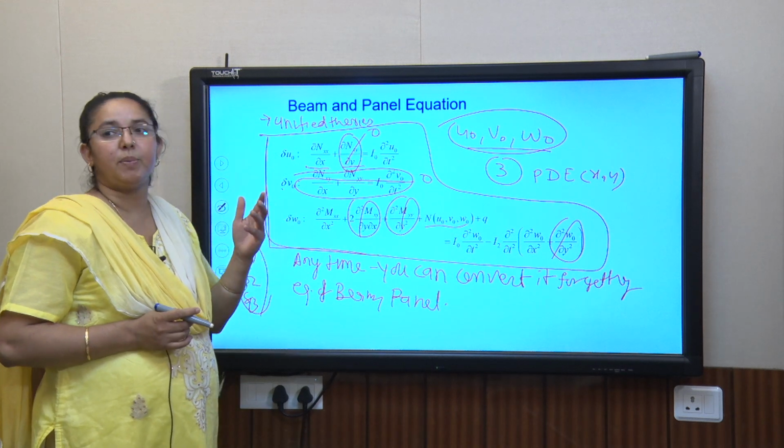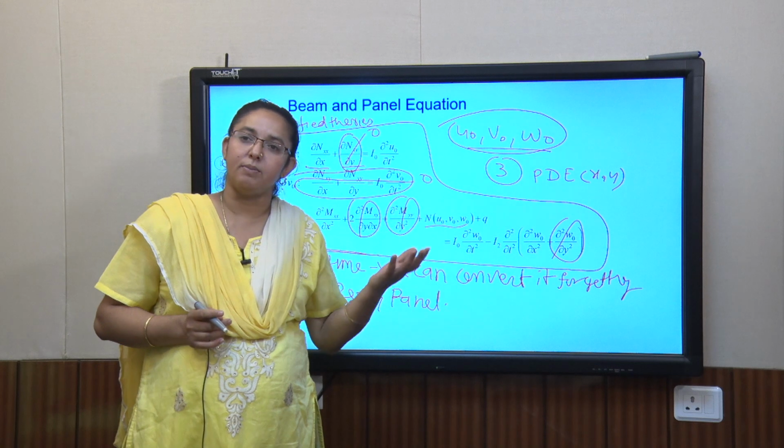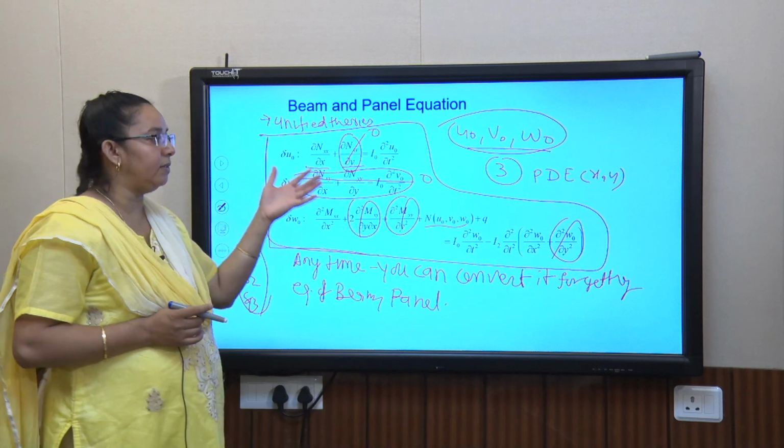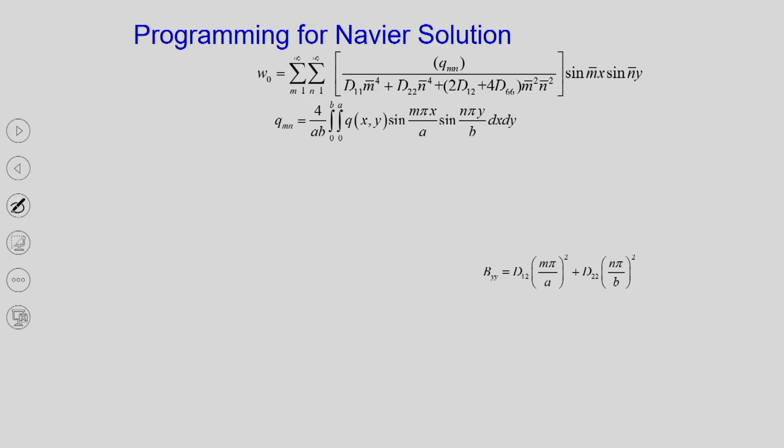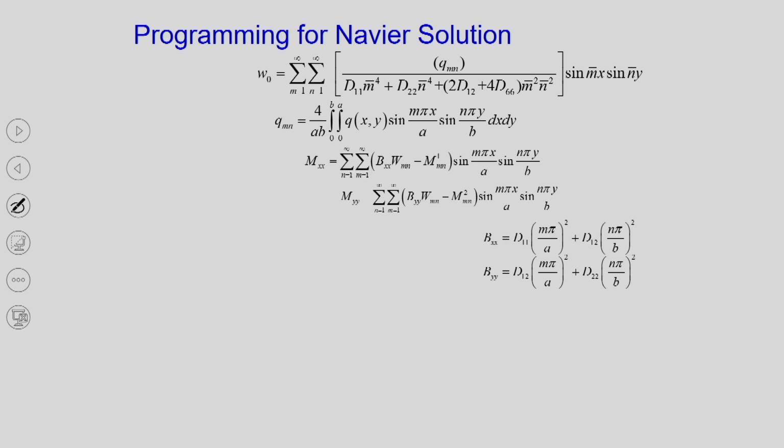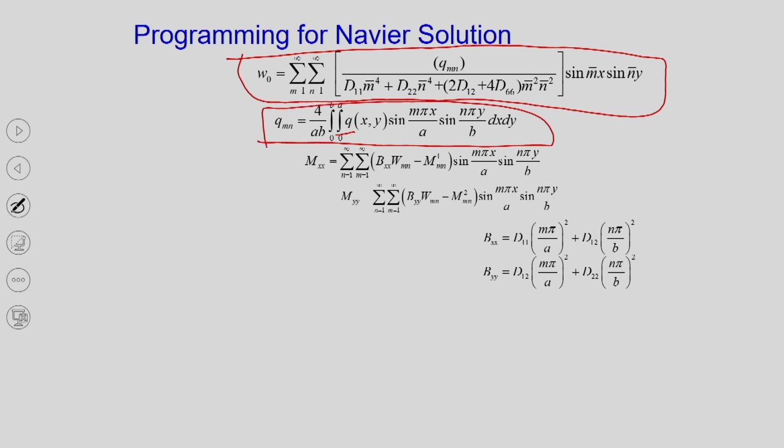So, for your PhD program or your master's programs or from a journal program point of view, try to develop a general formulation and come to a specific one. Now, see, for a Navier solution, this is the form of deflection where Q_mn can be found using this form.